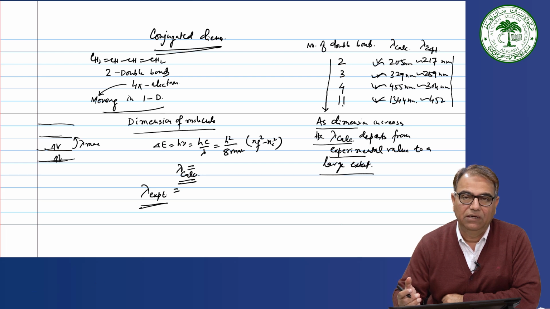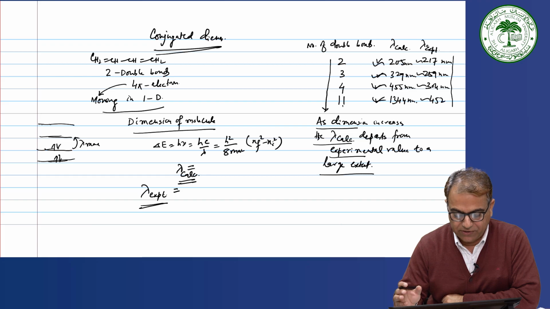So the result is, if you apply particle in a one-dimensional box to conjugated dienes, you can say that the results are in very good agreement for smaller systems like dienes and trienes, but for larger systems with several double bonds of conjugated dienes, the results are very unsatisfactory.